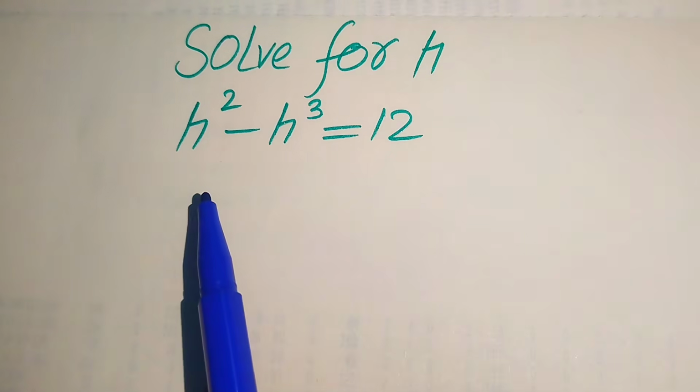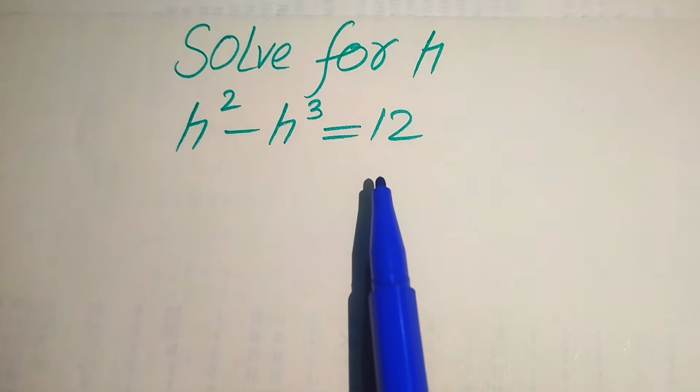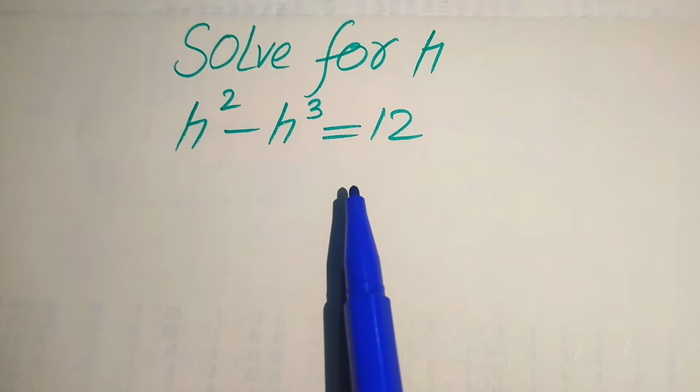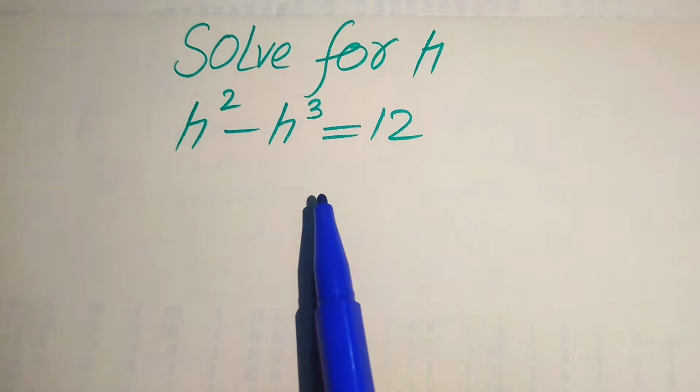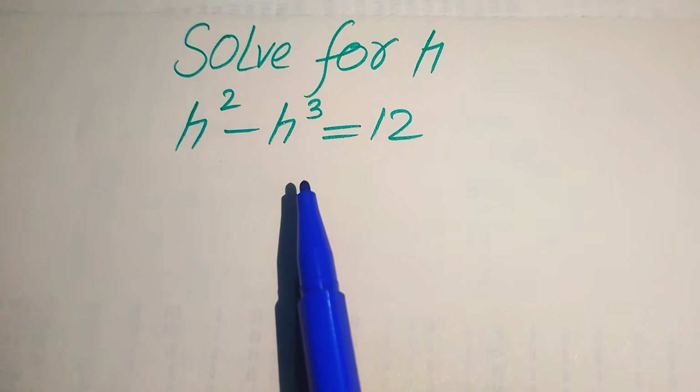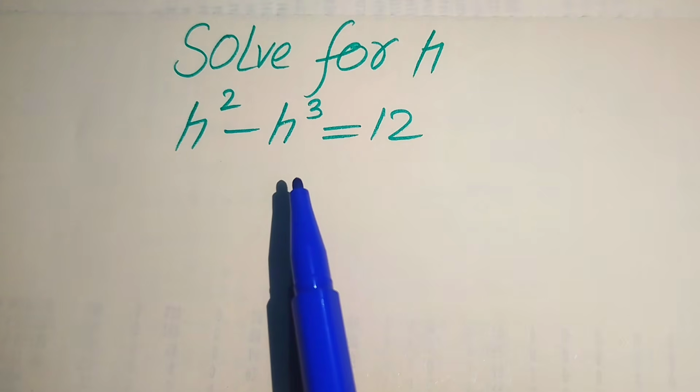So here we have h square minus h cube is equal to 12, and we solve this problem for all the values of h. So this is a cubic equation. It means that this equation has three or less than three roots, so we need to find all the possible roots of this equation.